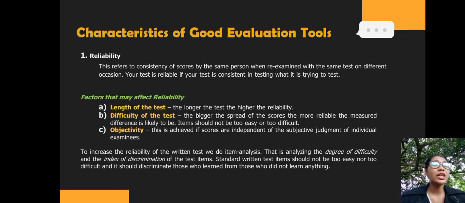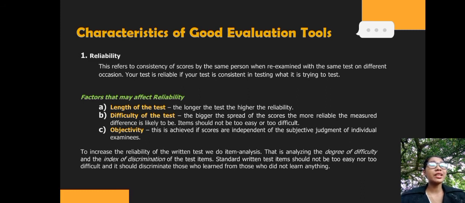Next is difficulty of the test. The bigger the spread of the scores, the more reliable the measured difference is likely to be. So items should not be too easy or too difficult. Next is objectivity. This is achieved if scores are independent of the subjective judgment of individual examinees.